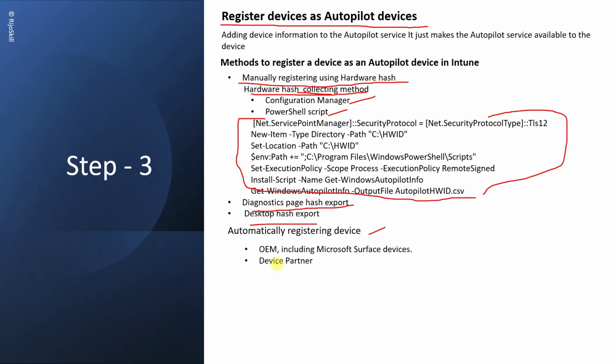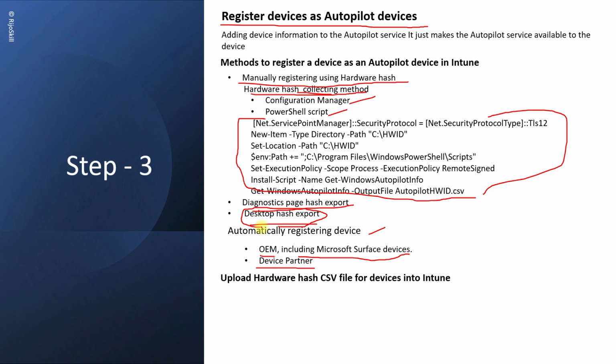When you are purchasing your device, you need to request your OEM provider, the hardware developer, to register your hardware hash in the Intune portal. That includes Microsoft Surface devices, and also requests through a device partner. So now you understand automatically registering devices. Currently we will go with the hardware hash for this lab purpose, and we will be using desktop hash support. Okay.